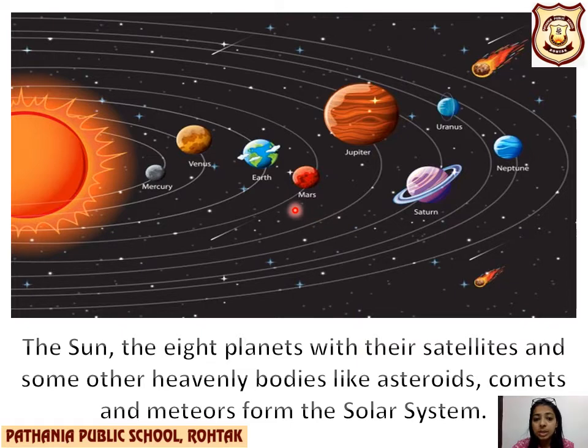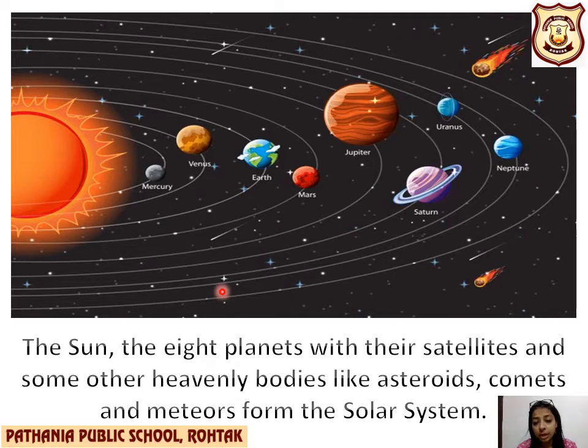So now, what is the solar system? The sun and the 8 planets with their satellites and some other heavenly bodies like asteroids and meteors form the solar system. All the things that we see in the sky are a part of the universe. But the solar system is the sun and the celestial bodies that revolve around the sun, whether they are planets or asteroids.